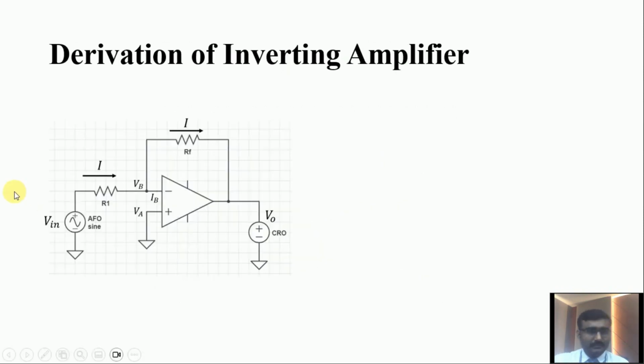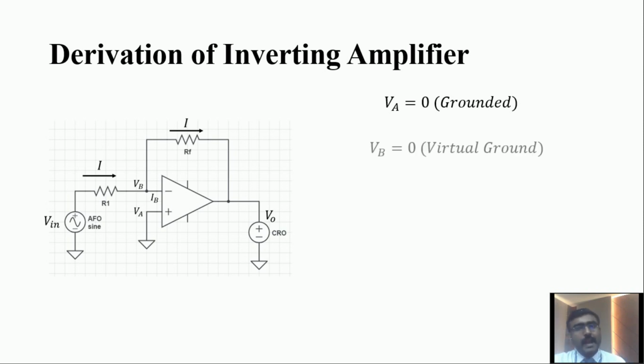Here there is a circuit. In the circuit we have two nodes: one is VA, another is VB. These two nodes are called virtual nodes. Here VA becomes 0, and that's why VB is also 0. VA is equal to 0 because it is grounded, and VB is also 0 because it is the virtual ground terminal. That's why the IB current is also 0.